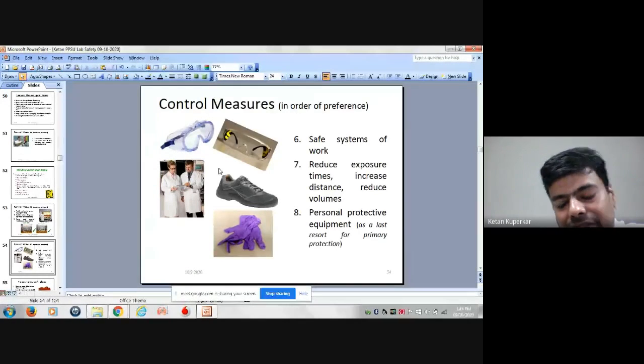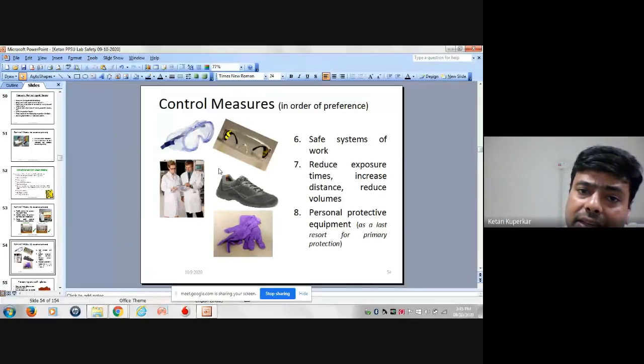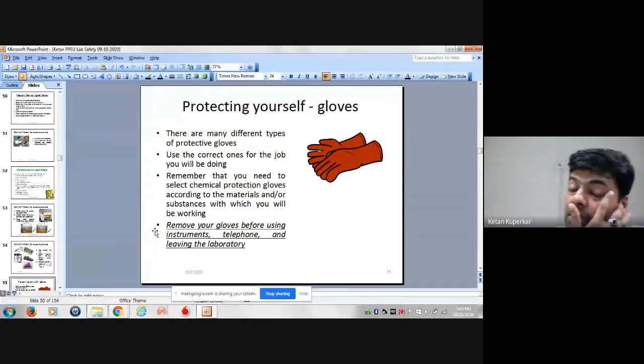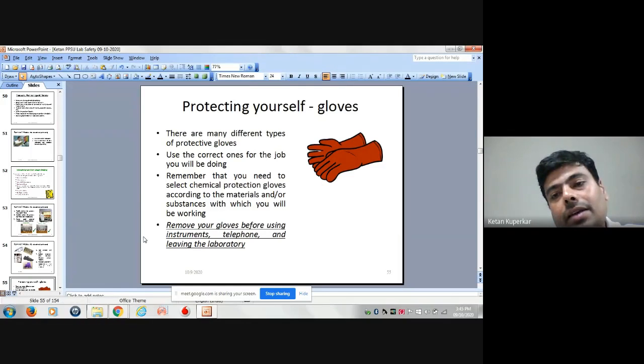In addition to this, there are several other control measures which are to be used, and here I have shown with the pictures the gloves, the shoes, appropriate clothing, that is the PPE kit, along with the gloves to protect yourself as a primary measure. Now, always remember when you work in the laboratory, the main first safety measure which you should put on is gloves.